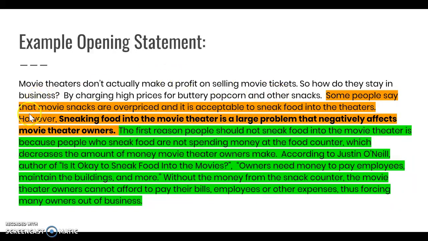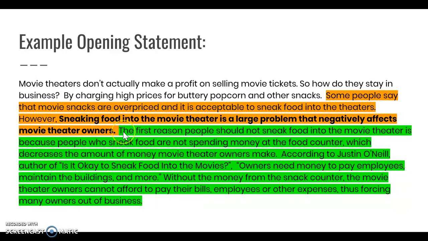The next orange sentence, starting at however, sneaking food into the movie theater is a large problem that negatively affects movie theater owners. This is our claim statement. We have given our viewpoint along with a general reason why we are against sneaking food into the movie theater.